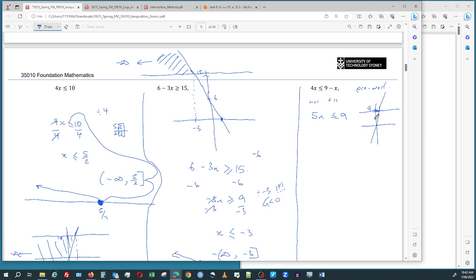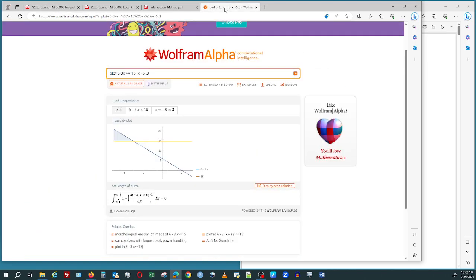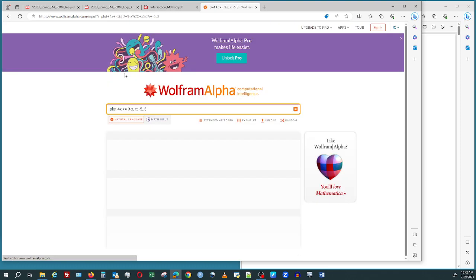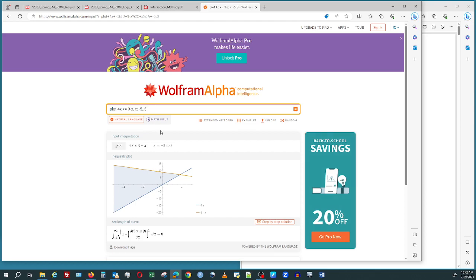So we're going to come under and go to the left. So 4x, and it should interpret it. So let me do it the way it was put in the question. 4x less than or equal to 9 minus x. Wolf is smart enough to work out what's going on there. Now, if it doesn't print, it's because I've not got these numbers correct, and they're not correct. So we're going to just fix that up.